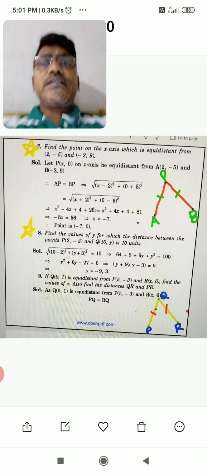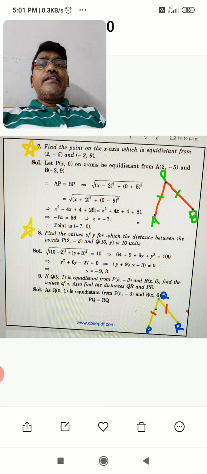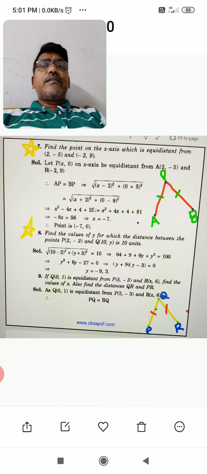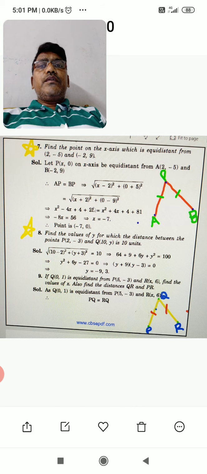In question number 7 you see equidistant. Equidistant means there is a point equally distant from 2 other points. Here the important thing in this sum is that the point is not given, x is given. I mean find the point on the x-axis. You must know point on x-axis and point on y-axis. I will give it to you.